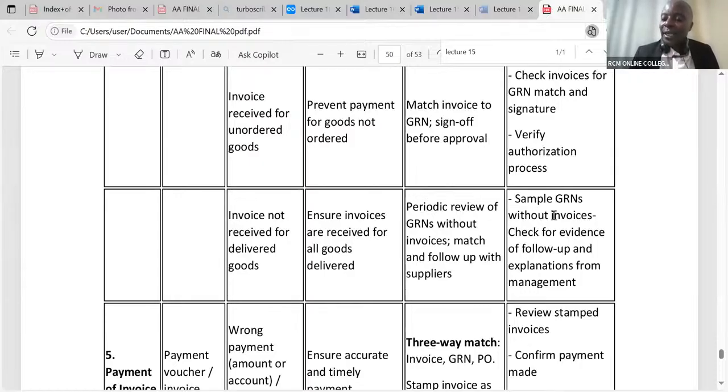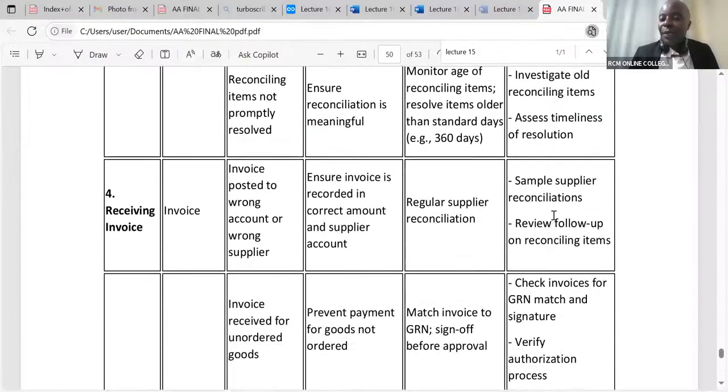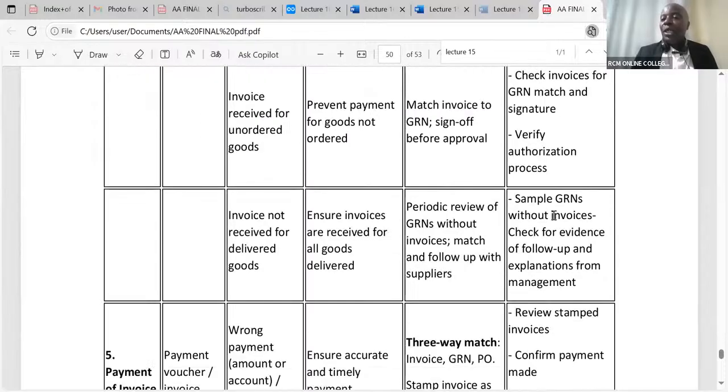Now here we are looking at this as auditors. The audit test procedures. In this case, sample GRNs without invoices, check for evidence of follow-up and explanations from management because of the inquiry. Remember when we talk of inquiries, I'll be able to help you know how to expand this. You're not just talking to management internally in terms of inquiries. As an auditor, just ask for permission, in this case, and do a supplier circularization.